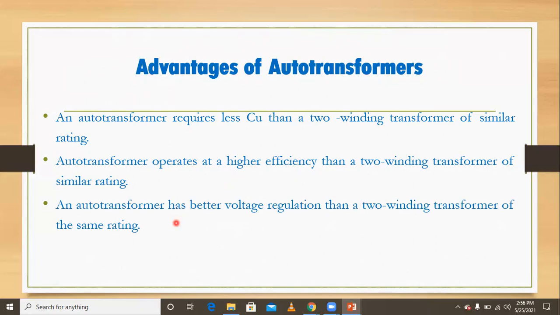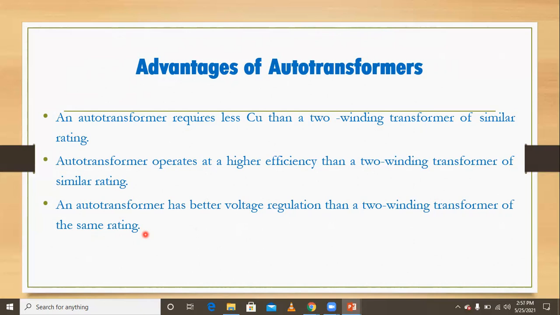So voltage regulation is the change in voltage from no load to full load. I already explained voltage regulation. Better voltage regulation means the auto transformer has better voltage regulation than a two winding transformer of the same rating. So voltage regulation must be known. That means there is little change in voltage from no load to full load.